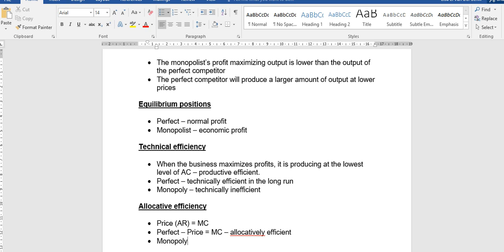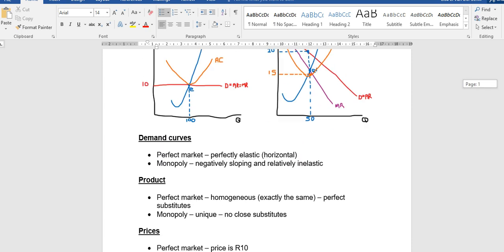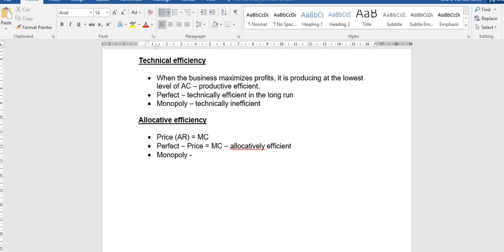For the monopoly, when we look at his profit maximization point, his price is there, it's 20 on the demand curve. His marginal cost is here at E1. It is somewhere between 15 and 20. So his price is higher than the marginal cost. This means that he is allocatively inefficient.